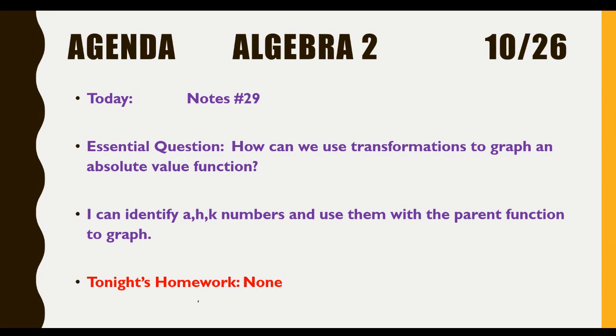Today we're going to start Notes 29. The essential question is, how can we use transformations to graph an absolute value function? And at the end of our Notes 29, you should be able to identify the A, H, and K numbers and use them with the parent function to graph. There's no homework tonight.